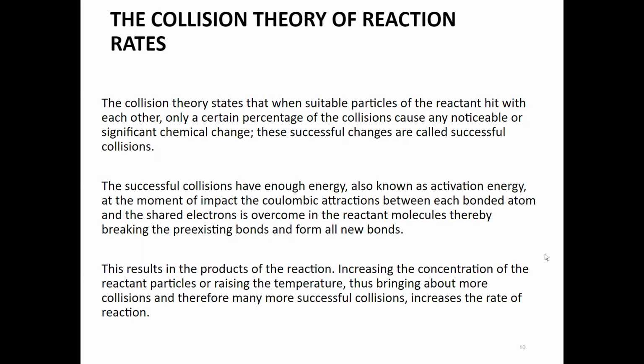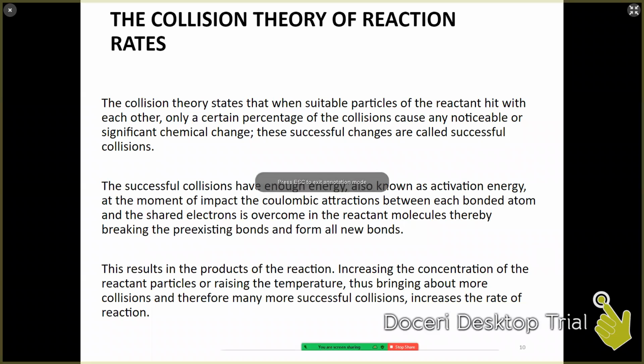Okay, good. All right. So the collision theory states that when suitable particles of the reactant hit each other, only a certain percentage of the collisions actually cause any kind of significant chemical change. So just because a particle collides with another particle doesn't mean that it's actually going to cause a chemical reaction. For it to be successful, first of all, it has to have enough energy. And that's one of the reasons when you heat it up, that increases the energy. So that tends to increase that process as far as a successful collision goes. The other thing that it has to have, it has to be in the right orientation. And that's a little bit different than anything that we talked about in Chem 1. Let's see what else I got.